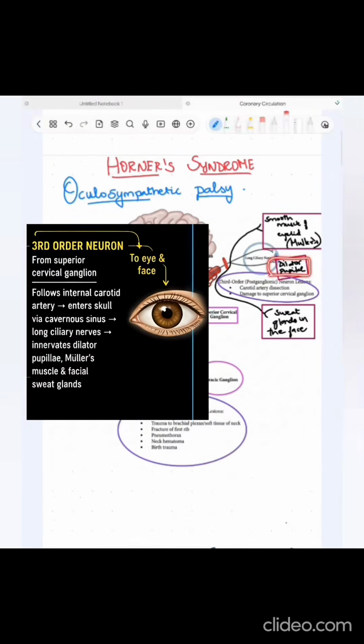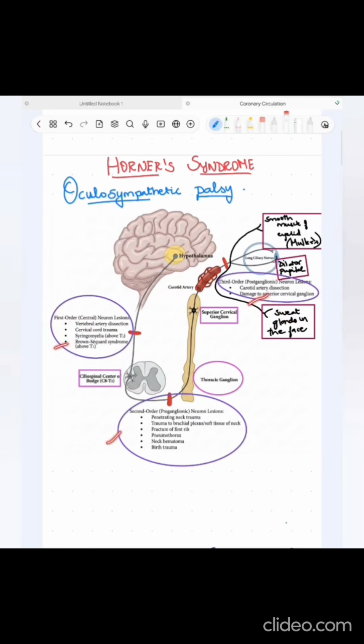Innervation to the dilator pupillae muscle is given through the long ciliary nerves. Some fibers reach the smooth muscle of the eyelid, that is the Mueller's muscle, whereas some fibers reach the sweat glands in the face. And these are various causes of Horner syndrome due to lesion at various sites in the pathway.